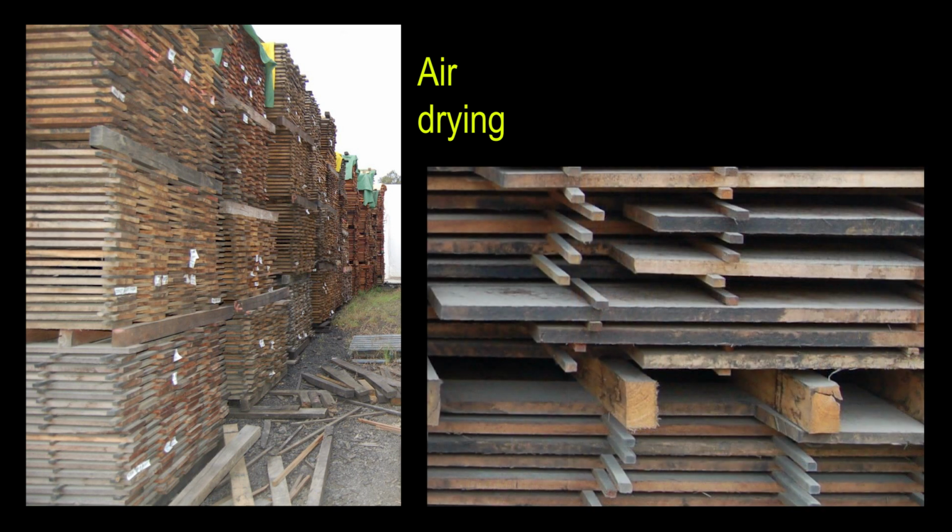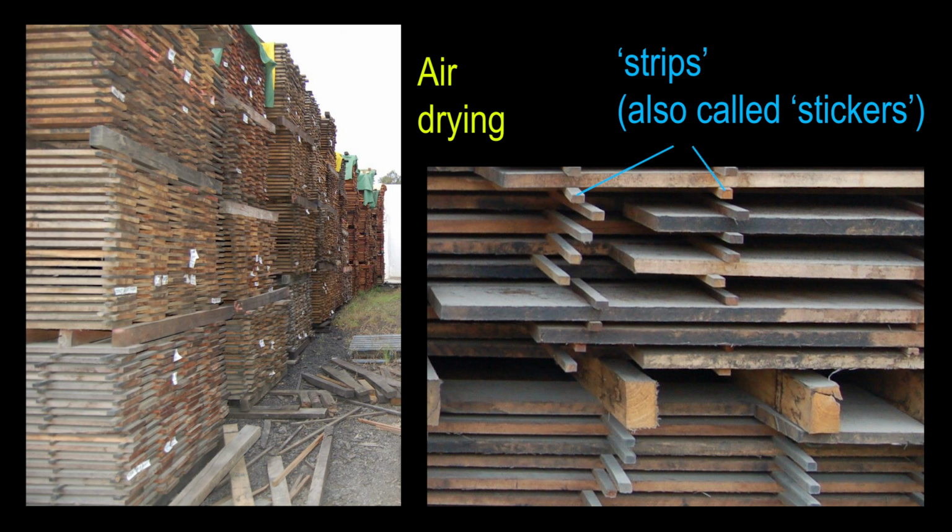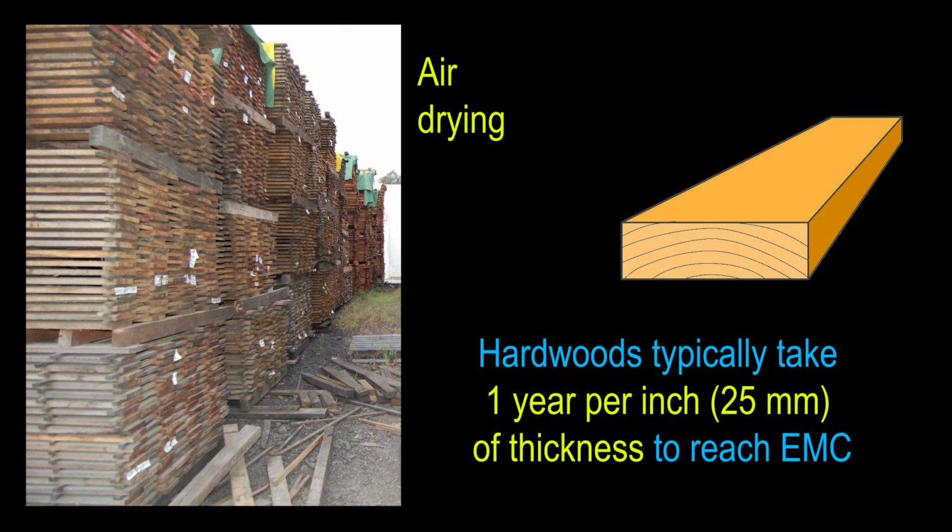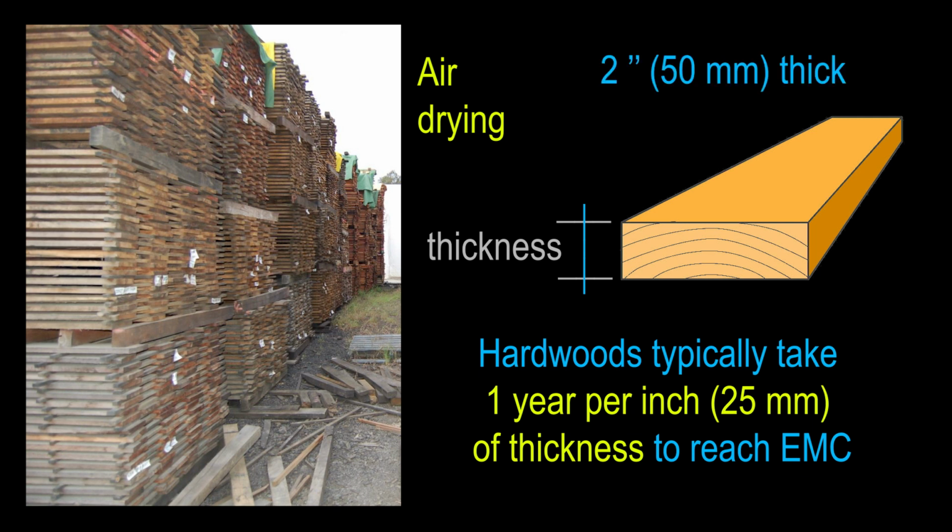Timber being air dried needs to be clear of the ground with individual pieces separated by strips and spaced apart so that the air can pass over all surfaces. Hardwoods typically take a year or more per inch of thickness to reach EMC. That is, a 2-inch thick board would take at least 2 years to dry to a seasoned state.